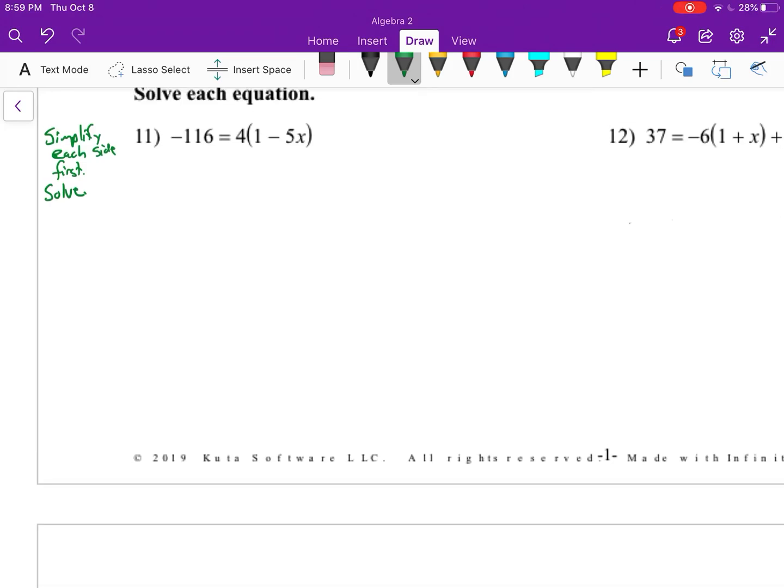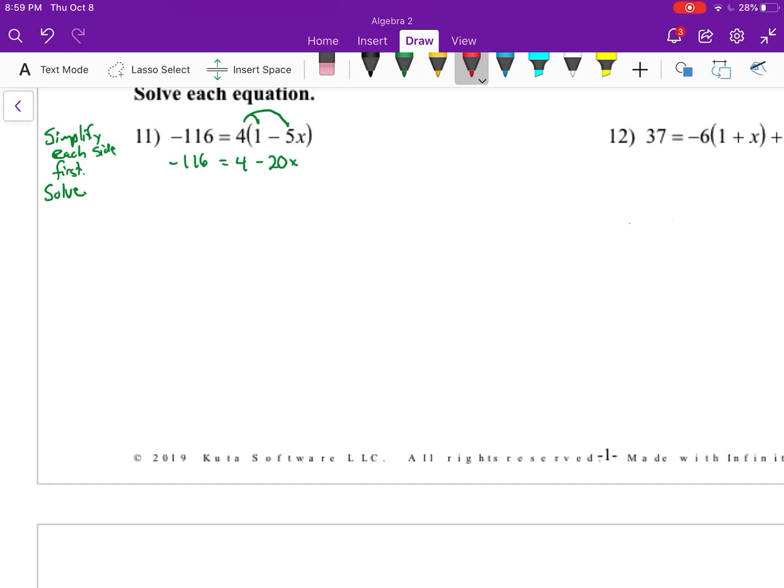Well, negative 116, that can't be simplified. But over here we can distribute this 4. So we have negative 116 equals 4 minus 20x. Well, now we simplified the right side. There's no like terms to add there. So don't try to combine the 4 and negative 20.